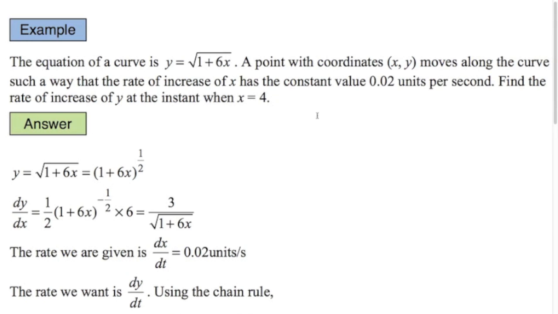The thing that we're given is dx/dt. The point moves along the curve in such a way that the rate of increase of x, so this is dx/dt, has a constant value of 0.02. So we know dx/dt is 0.02.